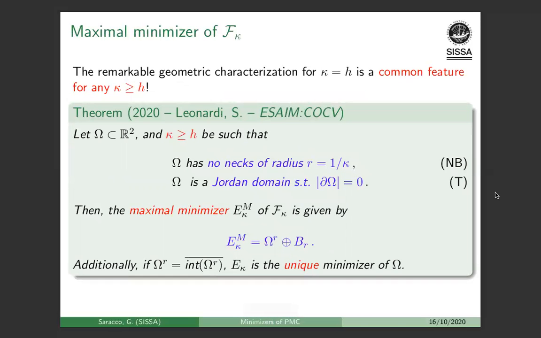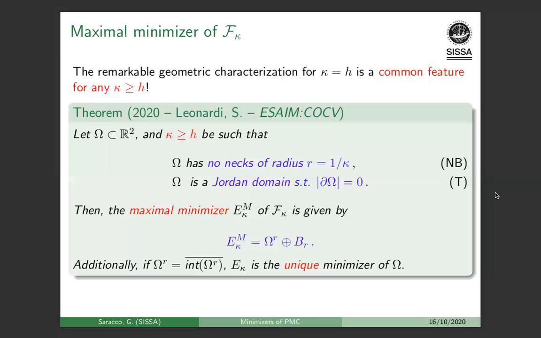So you have this theorem, which says: take a planar domain omega, and fix kappa, a constant greater than or equal to the Cheeger constant. Assume the same topological assumptions as before on the domain omega. Assume that omega is non-x of radius now the inverse of the prescribed curvature kappa. Well, then again, the maximal minimizer is given by the union of all the balls with suitable radius r, where r is now the inverse of the prescribed curvature kappa. And again, you have the same characterization for uniqueness.